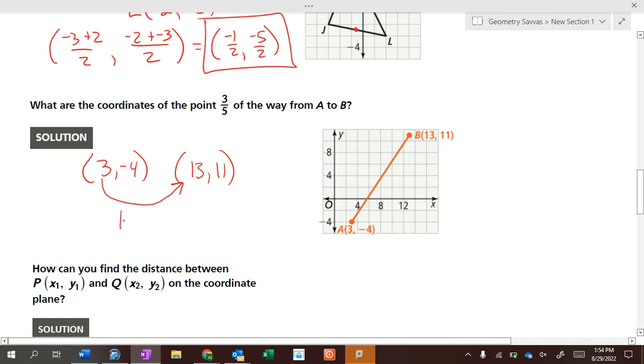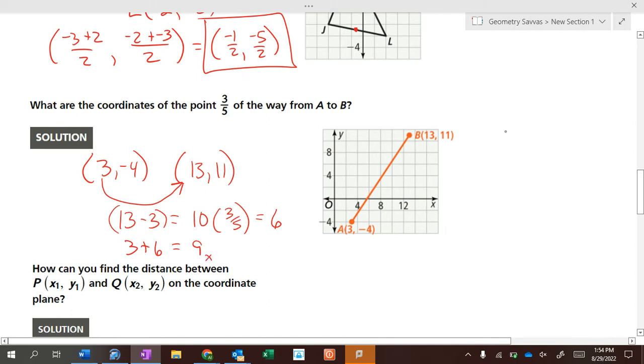So what you have to do is take 13 minus 3, which is 10, and then take 10 times 3/5. What's 3/5 of 10? 3 times 10 is 30. What's 30 divided by 5? 6. So we have to go 6 away from 3. So then you take 3 plus 6 equals 9. And that's just the x value.